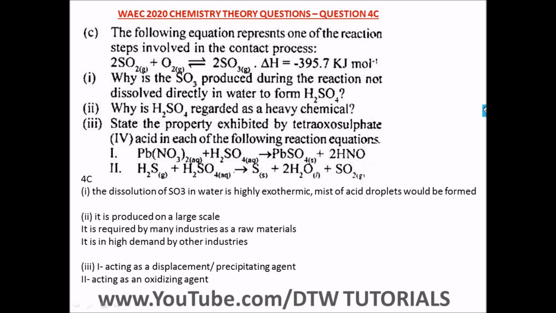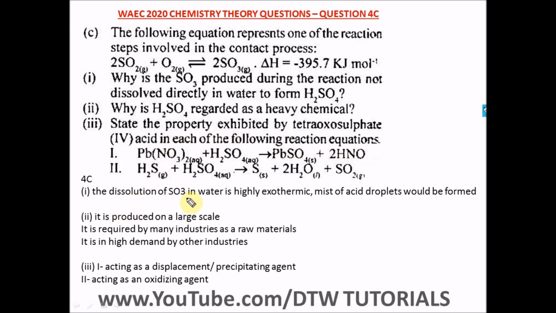Okay, 4C, WAEC 2020 chemistry theory question. The following equation represents one of the reaction steps involved in the contact process. Why is SO3 produced during the reaction not dissolved directly in water to form H2SO4? Why is H2SO4, tetraoxosulfate(VI) acid, regarded as a heavy chemical? And part III says state the property exhibited by tetraoxosulfate(VI) acid in each of the following reaction equations.